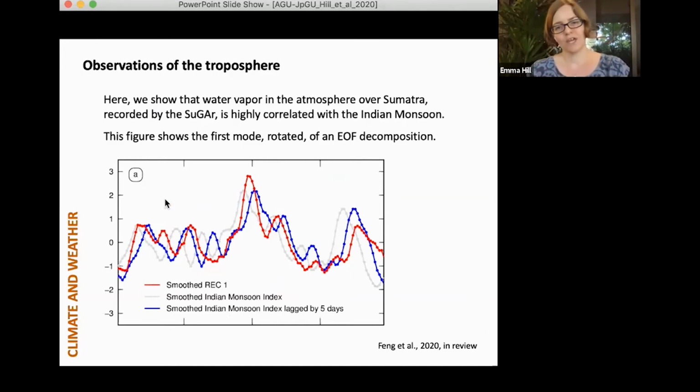We can also look at moisture content in the troposphere in terms of studying weather and climate. And this is an example for Sumatra, where we extract the water vapor content from the GPS and compare it with the index for the Indian monsoon. And you see really nice agreement. So you can use those GPS data to study short-term buildup of big precipitation and storms, all the way through to long-term climate change using those tropospheric delay data.